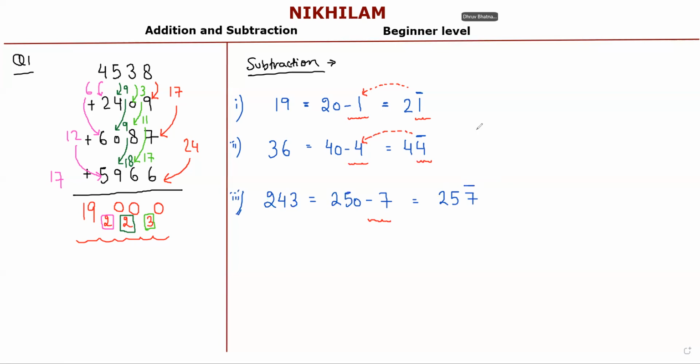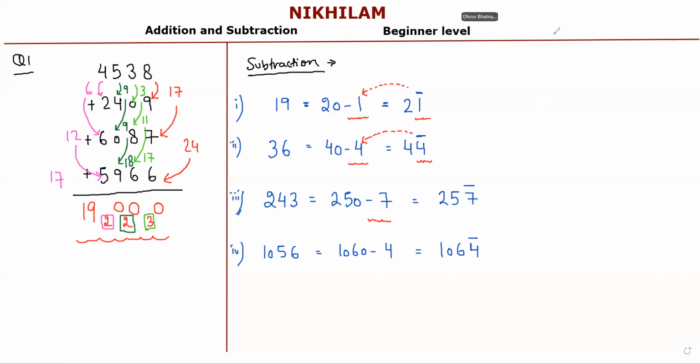So you just observe how the things are going on. You'll get an idea. Let's say you have 1056. It is what? It is 1060 minus 4. Right? So how do you write this thing? You just write 106 and then 4 and then bar over it. Okay.